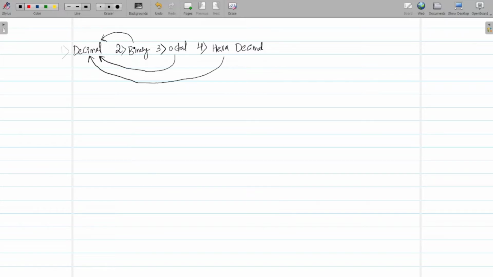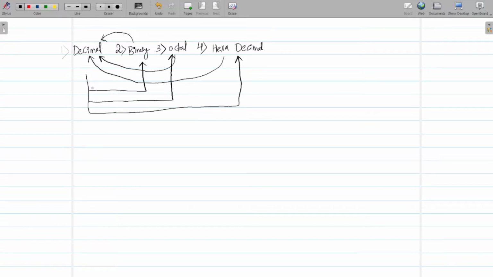Now, in this class, we will see the reverse conversion. The reverse conversion means how to convert a decimal number into a binary number, how to convert a decimal number into an octal number, and how to convert a decimal number into a hexadecimal number. Let us see one by one, step by step.